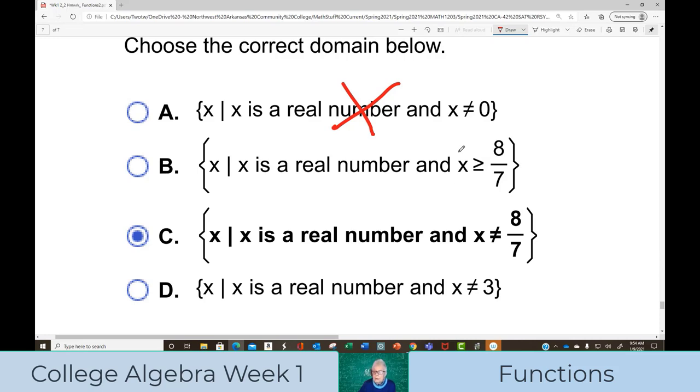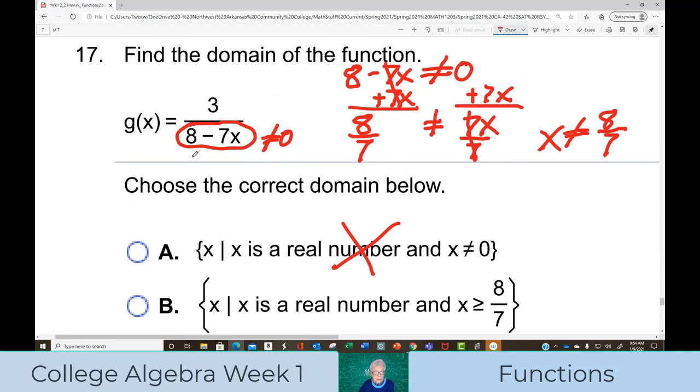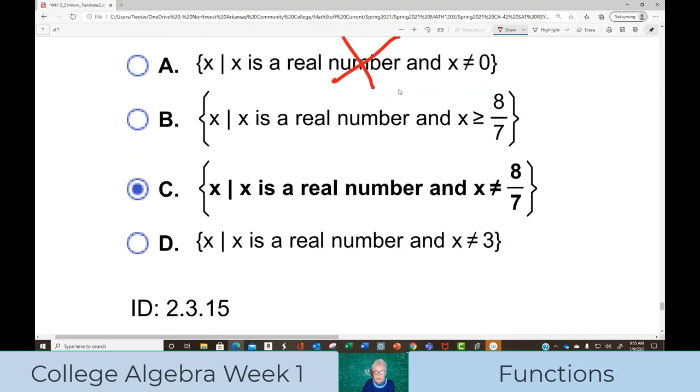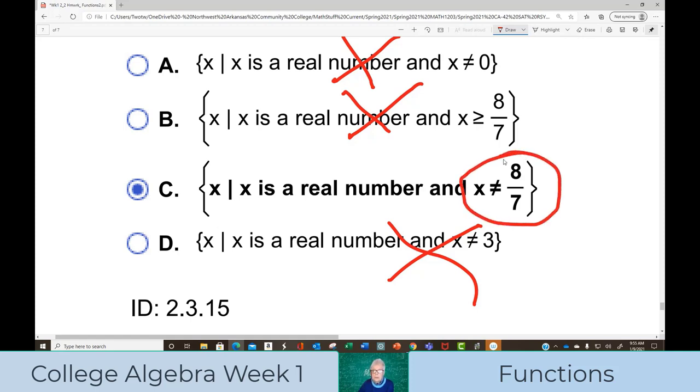X can only be numbers greater than 8 sevenths. What about negative 2? I mean, that would be positive 14. 8 plus 14 would be 22. You'd have 3 over 22. Nothing wrong with that, so this won't work. Where do they get 3? Good grief. Now, this is your answer right here. X is a real number, a number on the x-axis, but definitely not 8 sevenths, which is what we got here.